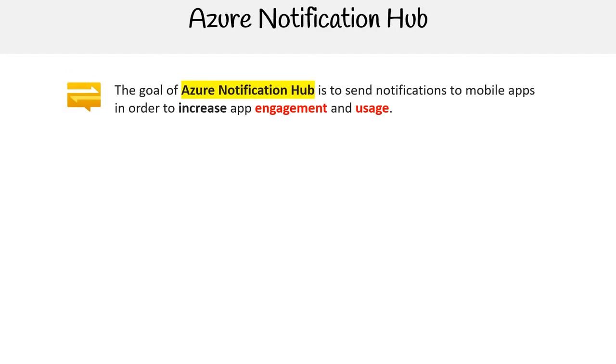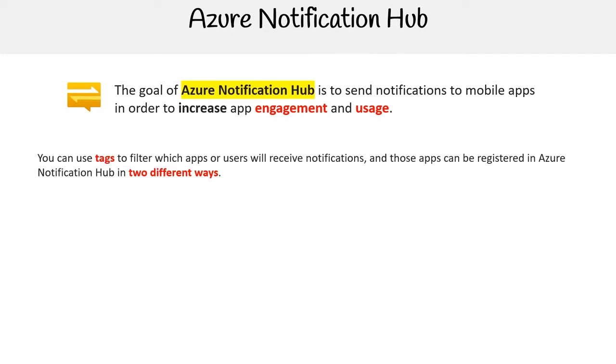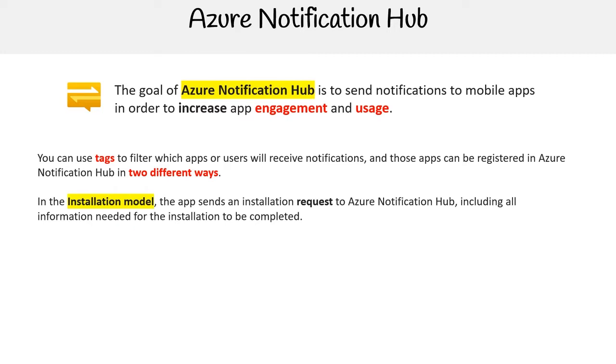So the goal of this service is to send notifications to mobile apps in order to increase the app engagement and usage. You can use tags to filter which apps or users will receive notifications, and those apps can be registered in Azure Notification Hub in two different ways. The first way is the installation model. That's where the app sends an installation request to Azure Notification Hub, including all the information needed for the installation to be completed. This model is easier to set up and maintain.